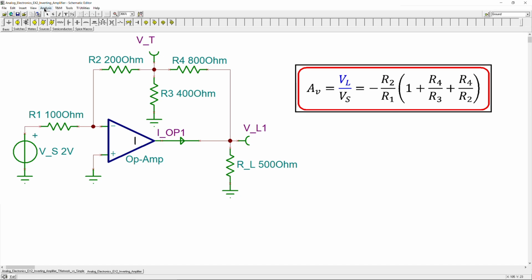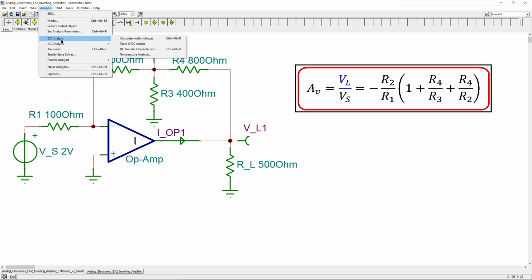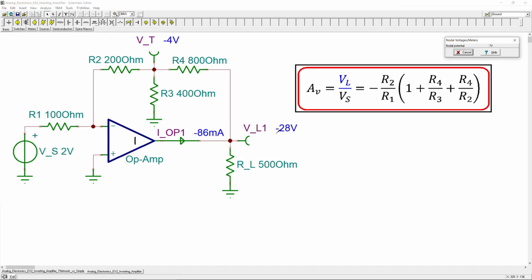Now let's also do the analysis. You go to analysis, DC analysis, and do the calculate node voltages. That means it actually produces the results for the meters you have in your circuit. If I click on it, you'll get minus 28 volts, exactly as we had. And also this minus 86 milliamps, also what we have calculated. And this VT was minus 4 volts, also verified here. So this is verified. That's nice.